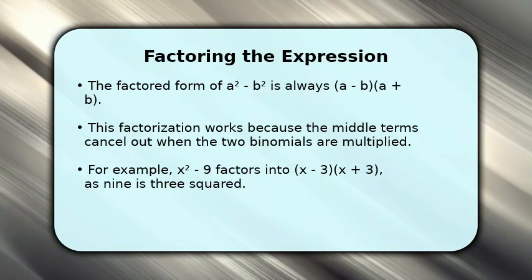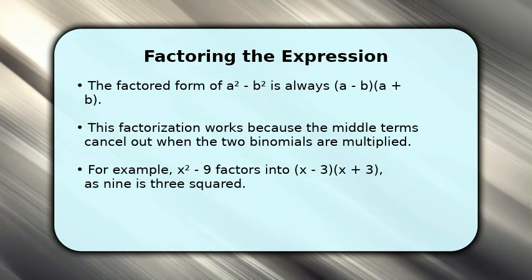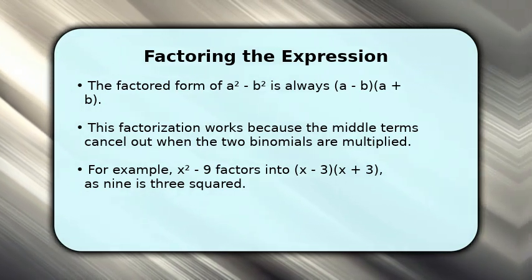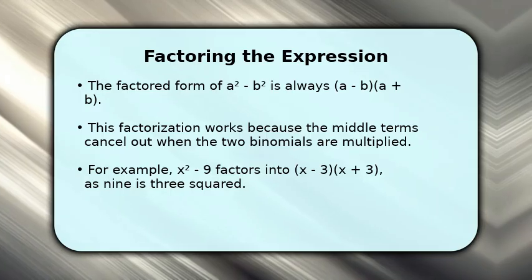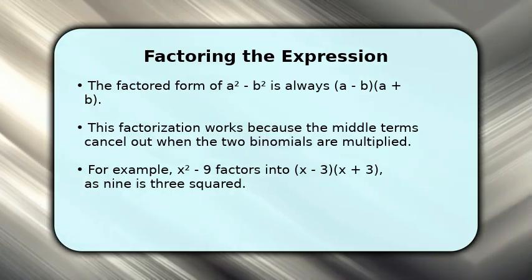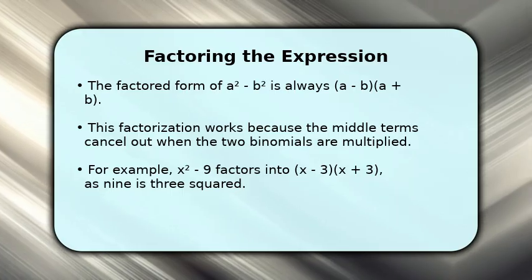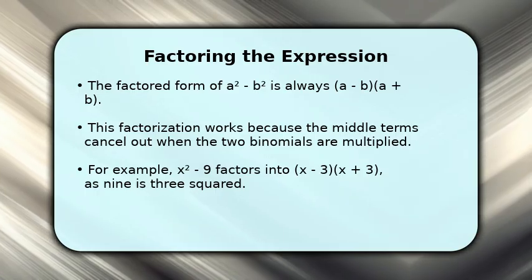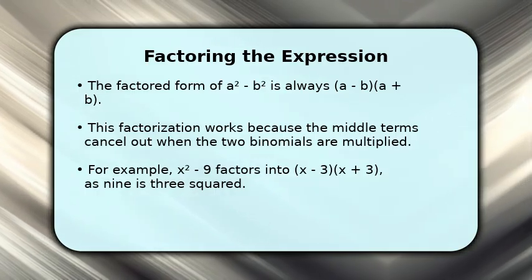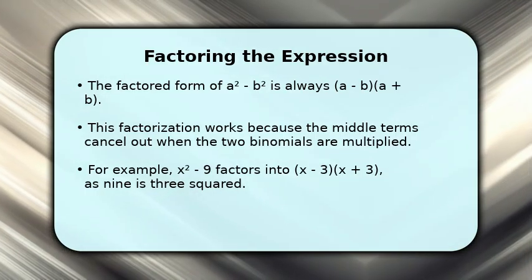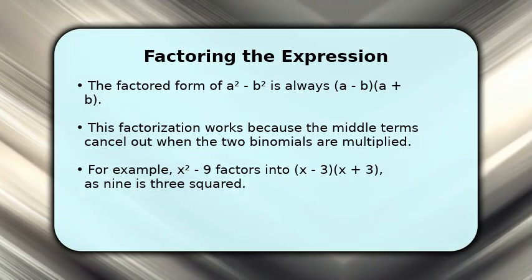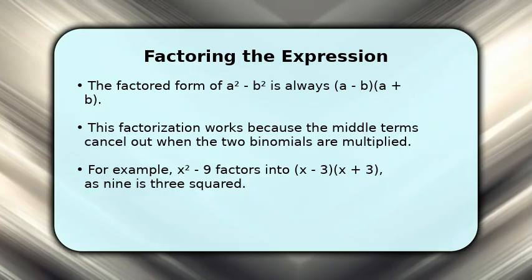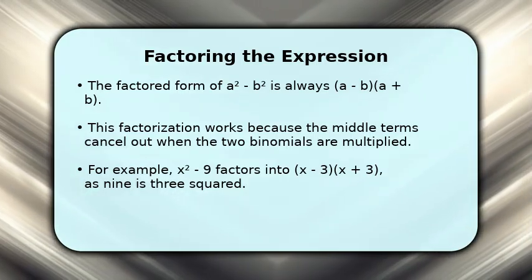Once you identify a difference of two squares, the next step is to factor it. The factored form is always (a minus b) times (a plus b). This works because when you multiply these two binomials, the middle terms cancel out. For example, x squared minus 9 factors into (x minus 3) times (x plus 3). This factorization simplifies complex expressions.